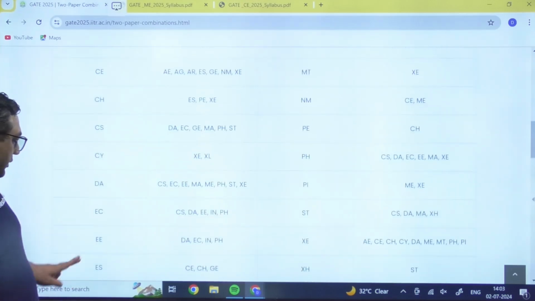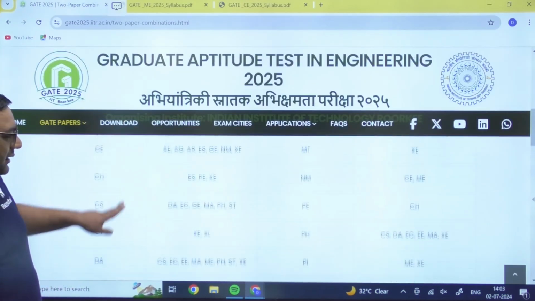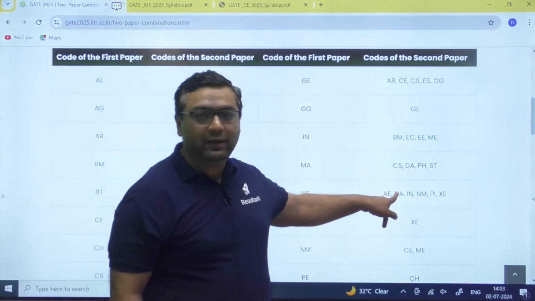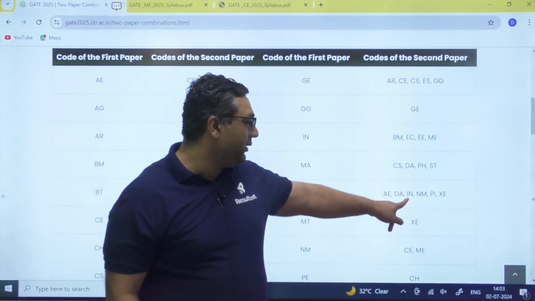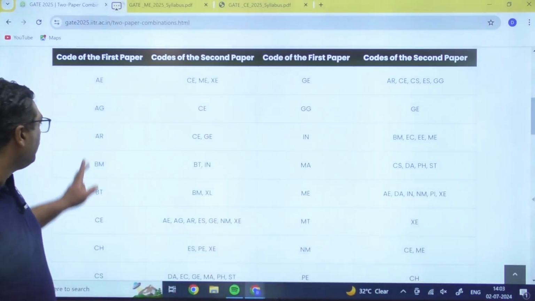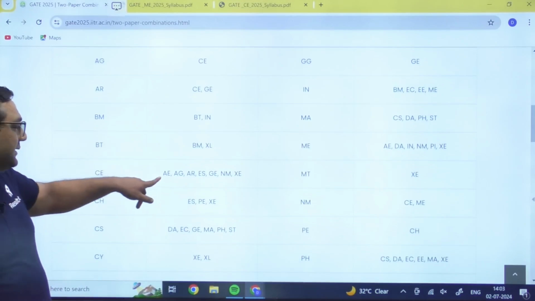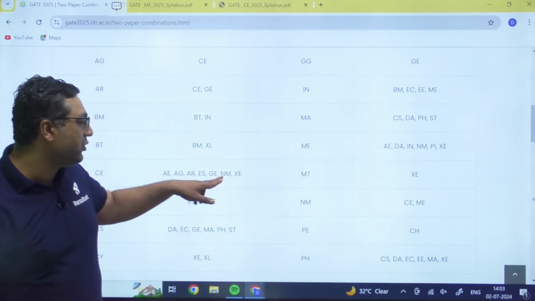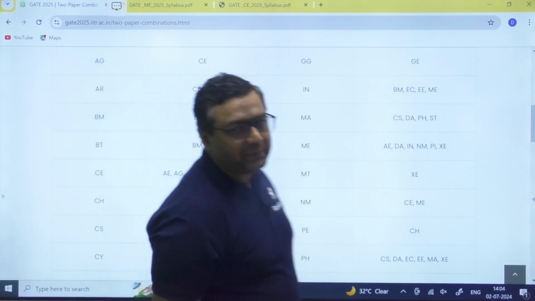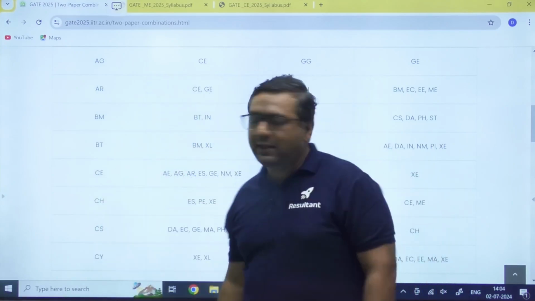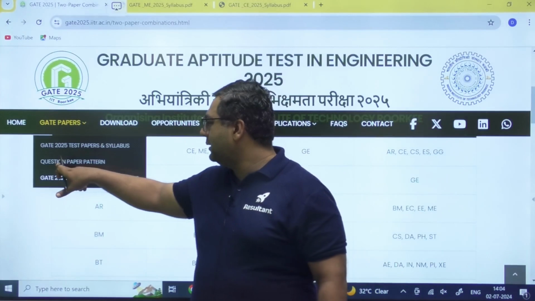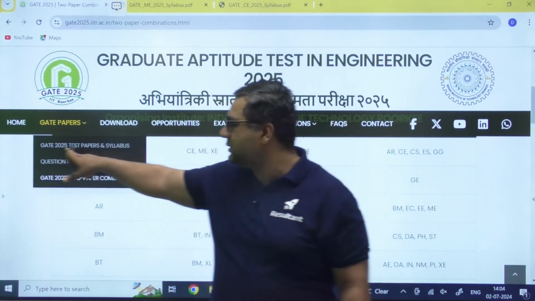Similarly, for mechanical, what can be the second paper? Let us see. For mechanical, the second paper can be aeronautical, DA data science, then you can have instrumentation, naval, production industrial, and XC. Similarly, what I showed for civil, you can see this is aeronautical, environment science, naval research, and you can have the XC paper. So these are the papers available for you guys, and these are the paper codes. When I went to the question paper pattern and test paper and syllabus heading, their codes were mentioned.